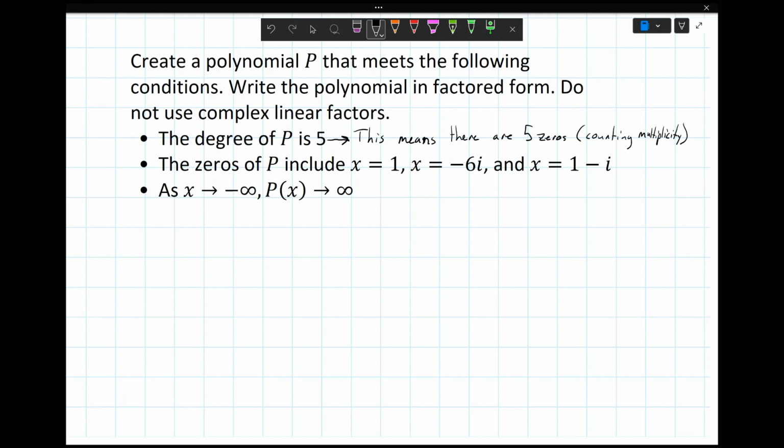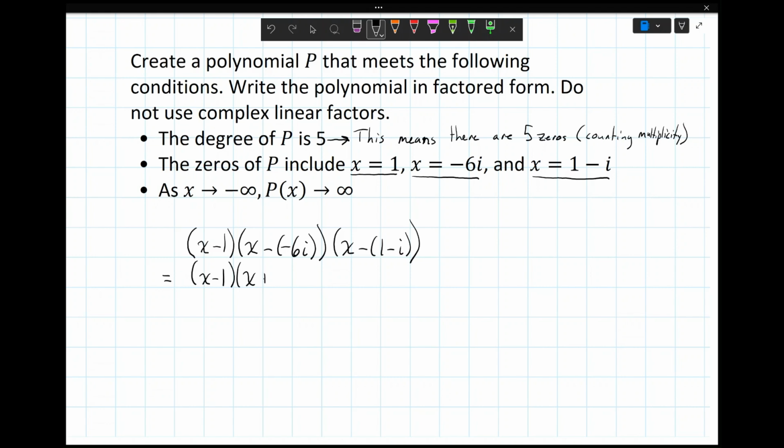Now, the zeros of P of X include x equals 1, x equals negative 6i, and x equals 1 minus i. So I have 3 zeros. Let's go ahead and write their companion factors. We have x minus 1, x minus negative 6i, and x minus 1 minus i. I'm going to simplify that a little bit and rewrite it as x minus 1 times x plus 6i times x minus 1 plus i.